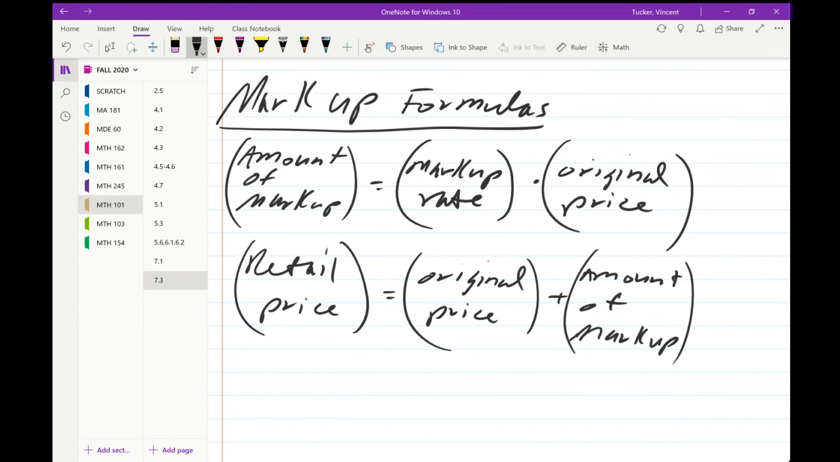All right, so your markup formulas: the amount of markup is going to be equal to the markup rate times the original price. Very similar to what we've done up to this point. Then your retail is equal to your original price plus the amount of markup.